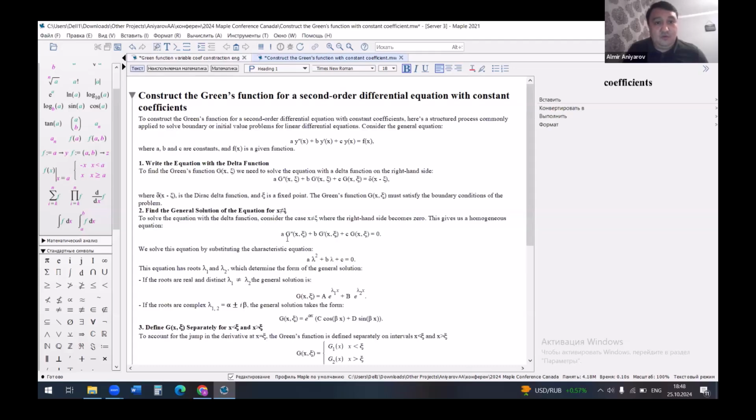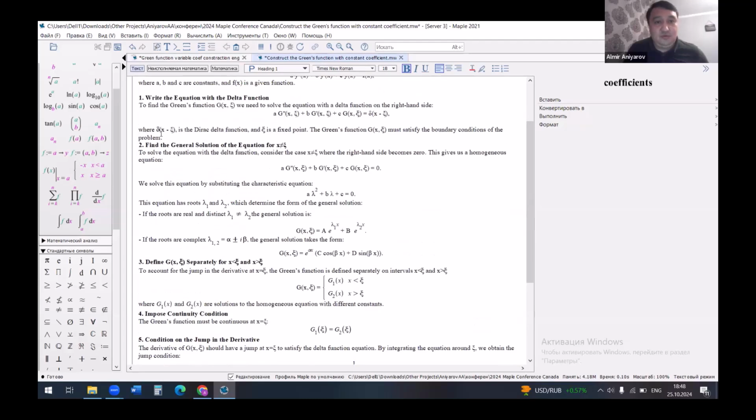In the classical textbook of differential equations, there are some steps we follow where there is a constant coefficient. The first step is to write the equation for delta functions, and second, we find the general solution for the homogeneous differential equation. After that we find the characteristic equation, where there are two cases: lambda 1 is equal to lambda 2, or lambda 1 is a complex solution.